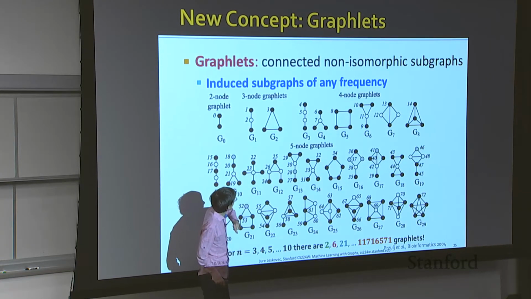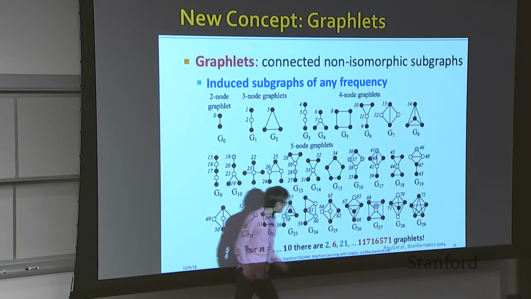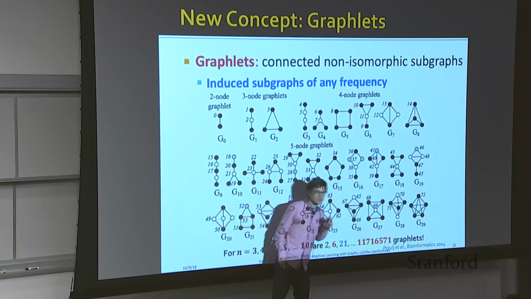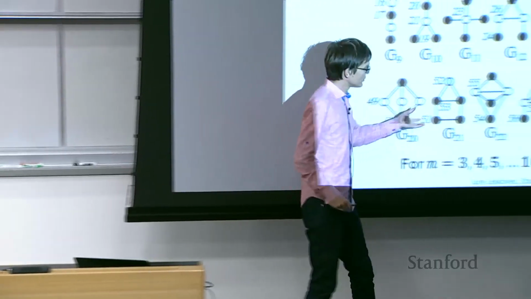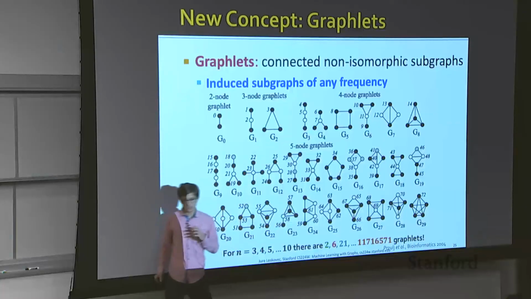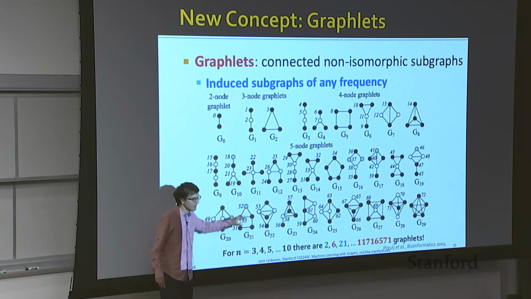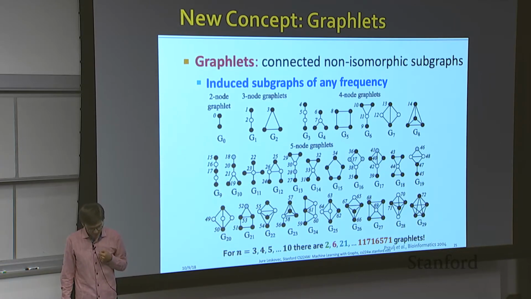For 4 nodes I should have 16. For 5 nodes I should have 21, and for 10 nodes I should have whatever this big number is, right? So this blows up very quickly. So we are usually interested in up to 5, maybe 6 node size graphlets. So with this basic idea, let me now explain a bit more how this graphlet business works.